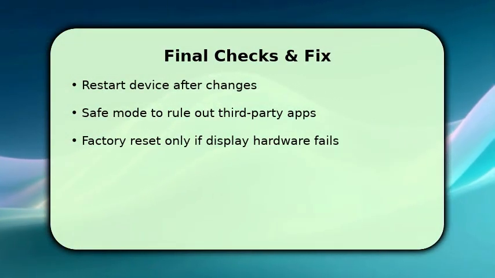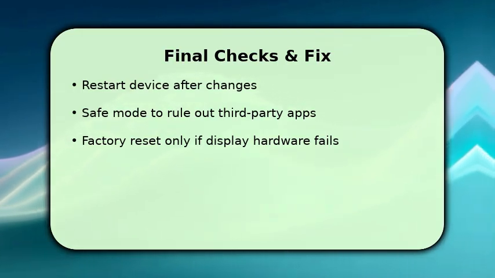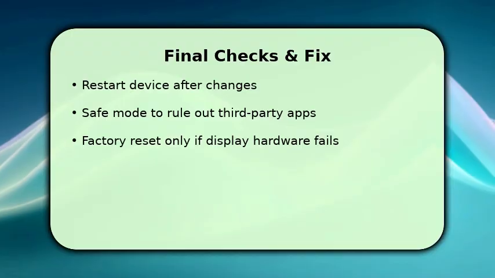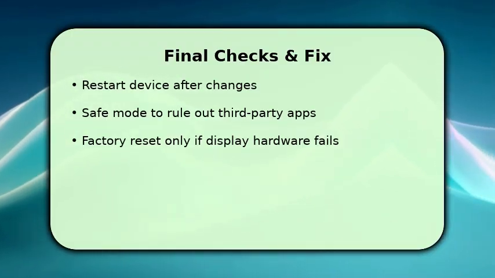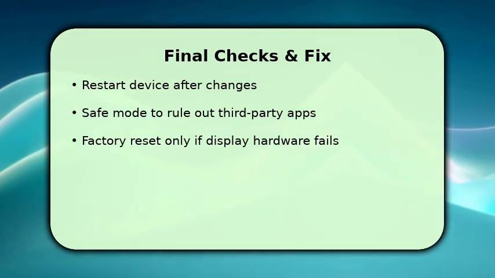If color still won't return, boot into safe mode to confirm no app enforces grayscale or accessibility shortcuts. If safe mode shows normal color, uninstall recent display affecting apps. If color remains absent even in safe mode, try a factory reset as a last resort after backing up data.